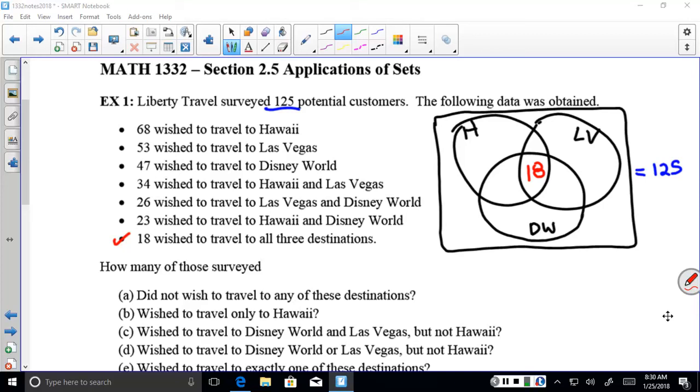Working my way up, it says 23 wish to travel to Hawaii and Disney World. I'm going to read this slow. 23 wish to travel to Hawaii. Stop. I've narrowed it down from 8 to 4. Okay. And Disney World. Out of these 4, which ones are also Disney World? These 2. So those 2 need to add up to 23. I already have 18, so that leaves 5.